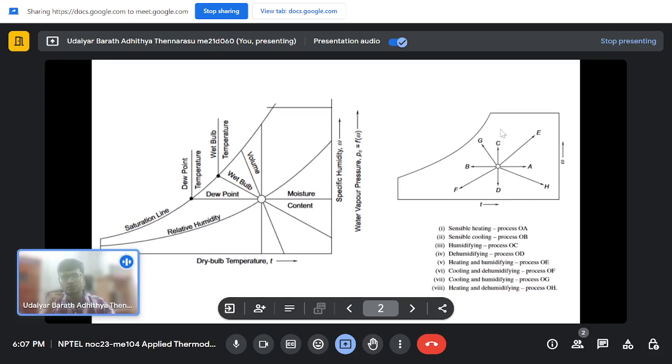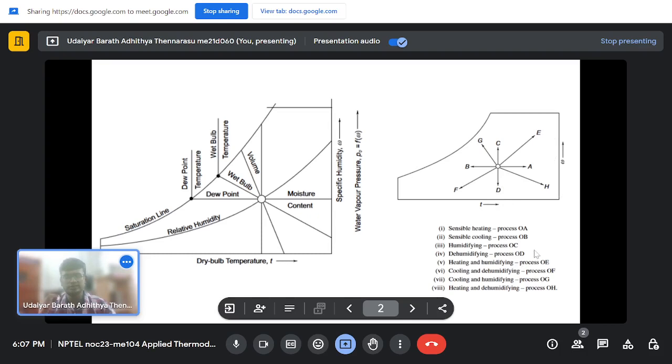If you see OC and OD, it's humidification and dehumidification. In that case your temperature will remain the same, but you are adding water vapor. So OC is humidification. You can add it till saturation, which is the maximum amount of water vapor you can add. And OD is the dehumidification, and you can remove till you make it dry air.